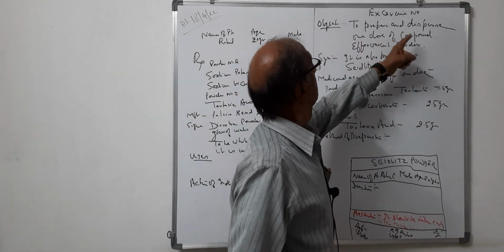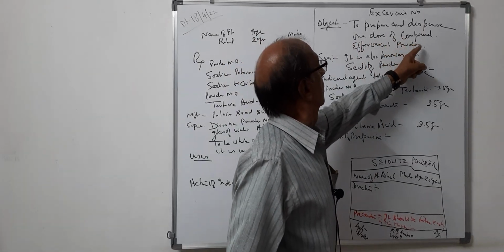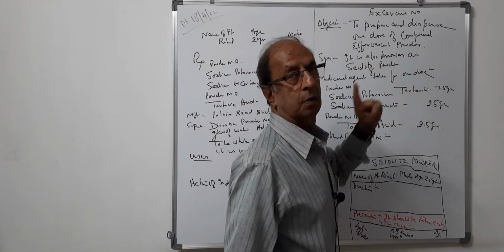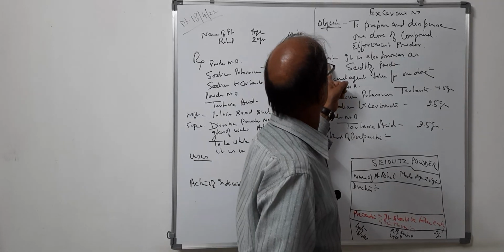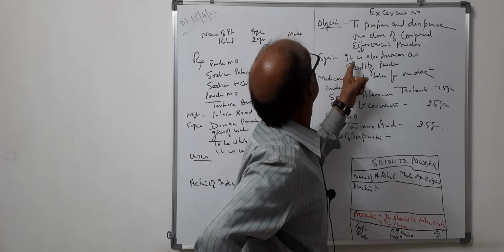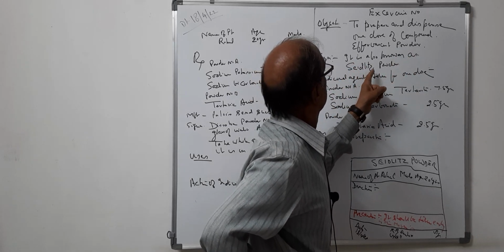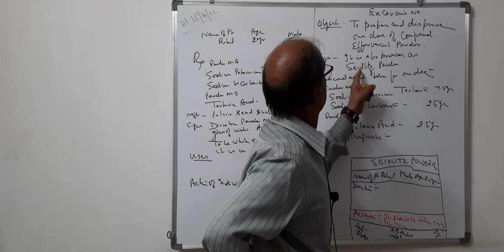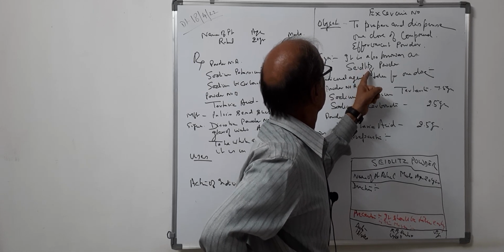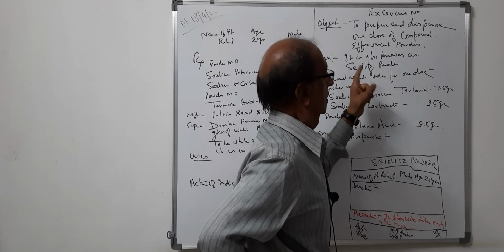Object is to prepare and dispense 1 dose of compound effervescent powder. Synonym is its other name given to the preparation. It is also known as Seidlitz powder. Why it is so, I will tell you just now.